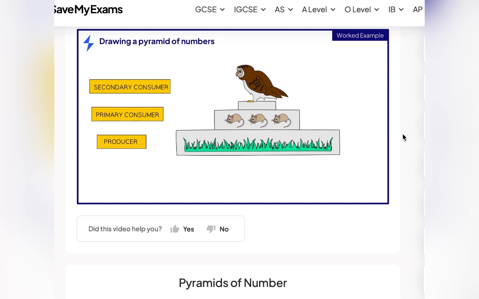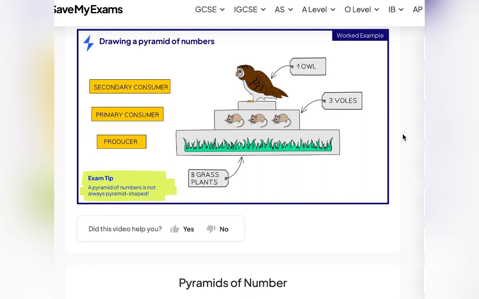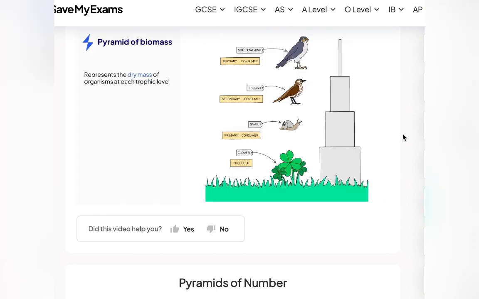You may be asked to draw your pyramid on graph paper in an exam, so be sure to pick a suitable scale when drawing your bars to accurately reflect the relative numbers at each trophic level. Next we need to add our numbers in. So if 8 grass plants were eaten by 3 voles, which in turn were eaten by 1 owl, in the food chain, our completed pyramid would look like this. Keep in mind that in some cases a pyramid of numbers will not have a pyramid shape, such as when there are several insects feeding off one large tree.